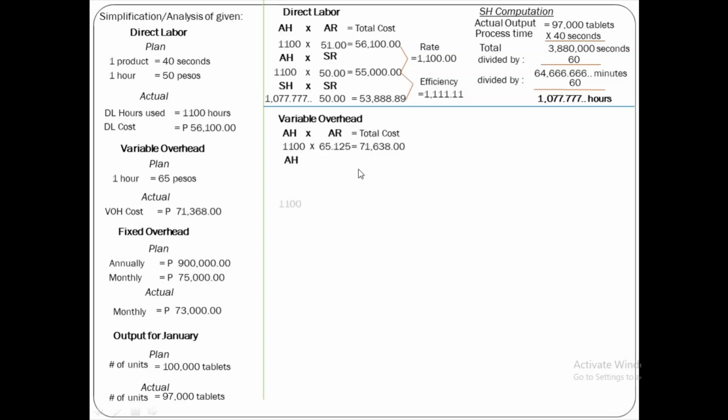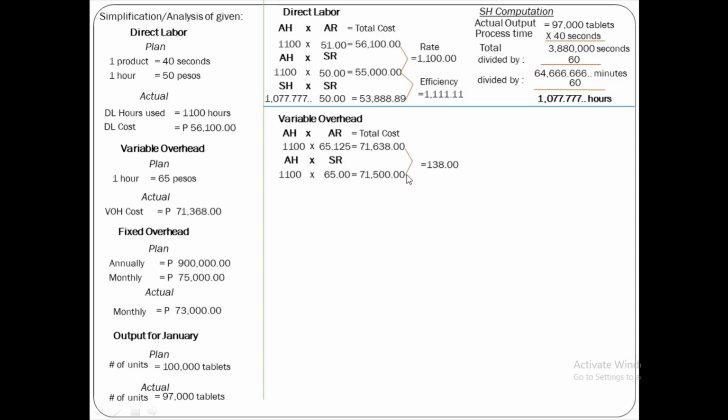Now, the next is 1,100 actual hours times standard rate. The same pattern. The standard rate is 65 pesos. So the total is 71,500. So the first and the second, you're going to deduct, and the difference is 138 pesos unfavorable because the actual variable overhead is greater than what is expected, which is 71,500.